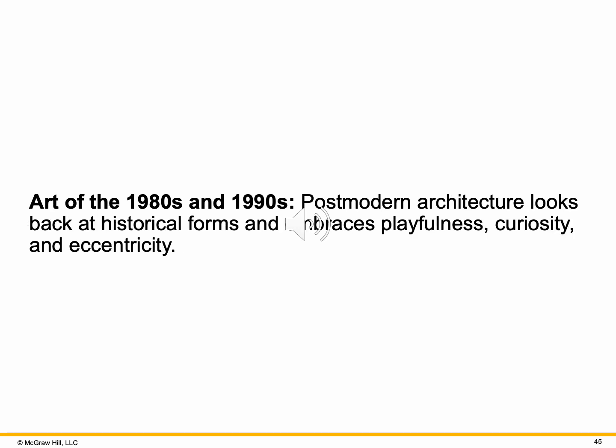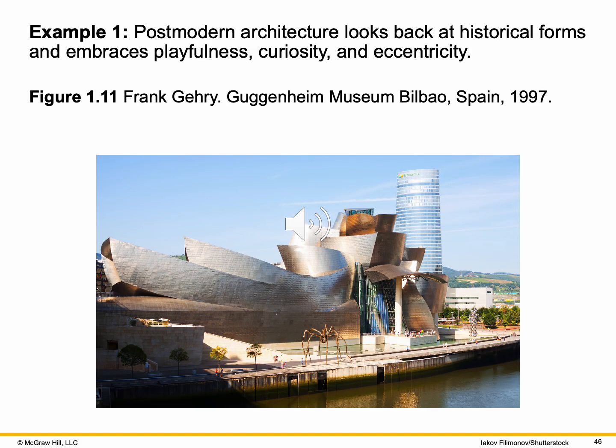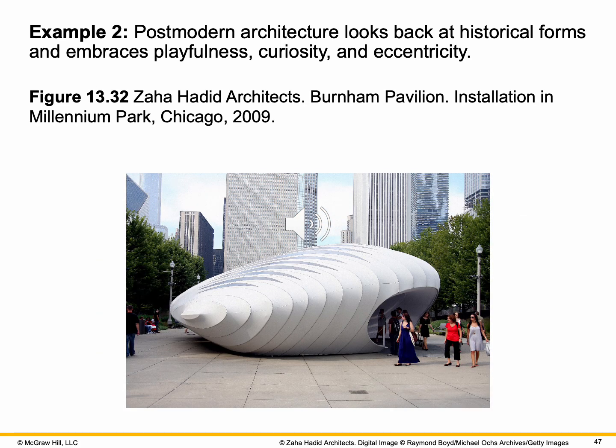Art of the 1980s and 1990s. Postmodern architecture looks back at historical forms and embraces playfulness, curiosity, and eccentricity. Example 1. Guggenheim Museum, Bilbao, Spain, 1997, designed by architect Frank Gehry. Example 2. Zaha Hadid Architects, Burnham Pavilion, Installation, Millennium Park, Chicago, 2009.